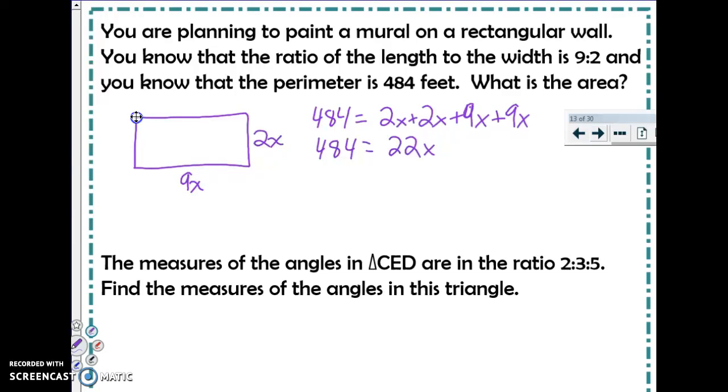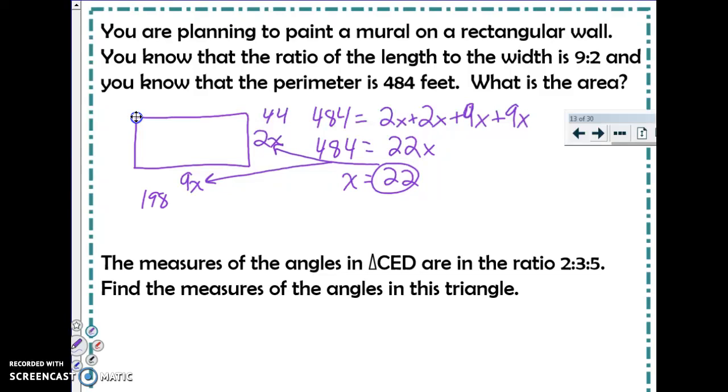Actually, maybe I do need to help you out with this because I want to make sure you have all the steps. So x actually equals 22. And so then that tells me, if I take this 22 and plug it back in here, that this side is 44, right? Because 2 times 22. And my other side is 198.